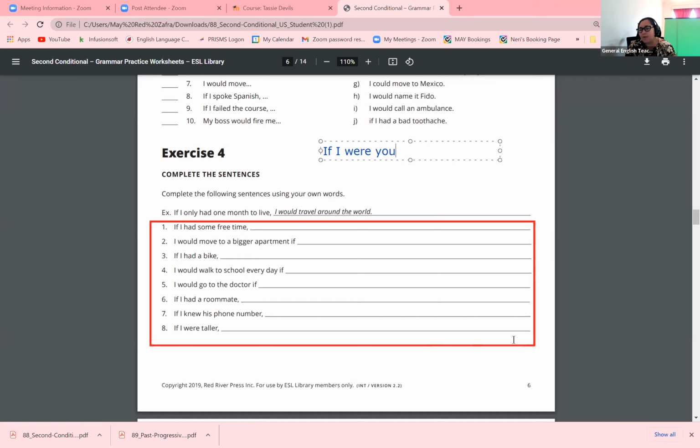I would move to a big apartment if I had big family. If I had a big family. Mahachi, don't forget the article there. I had a big family. Good.